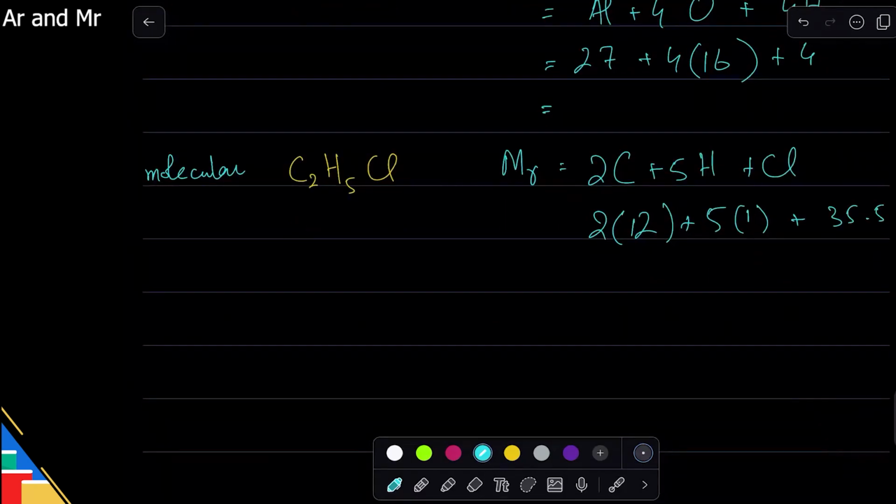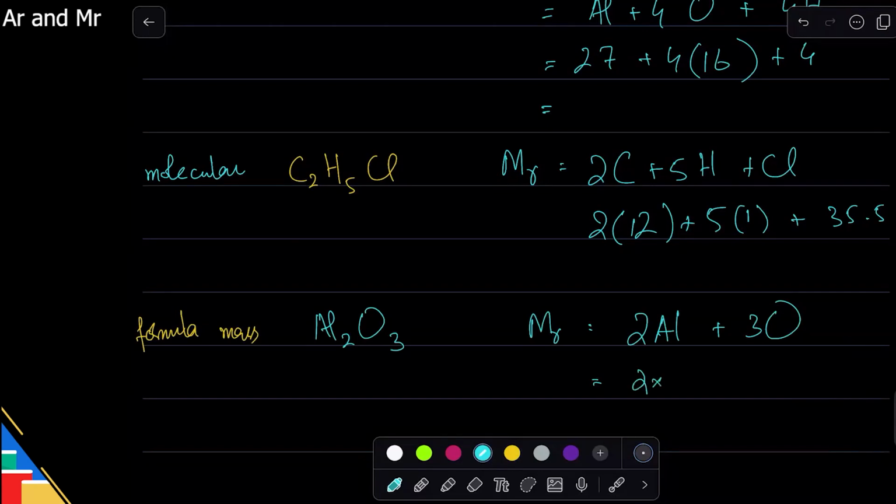Now, what if something has ionic bonding? For example, this one. So this will be called relative formula mass. The term formula mass tells us that this has ionic bonding. But the method is still the same. You have 2 aluminum, you have 3 oxygen. You just plug in the values for each one and then calculate it.